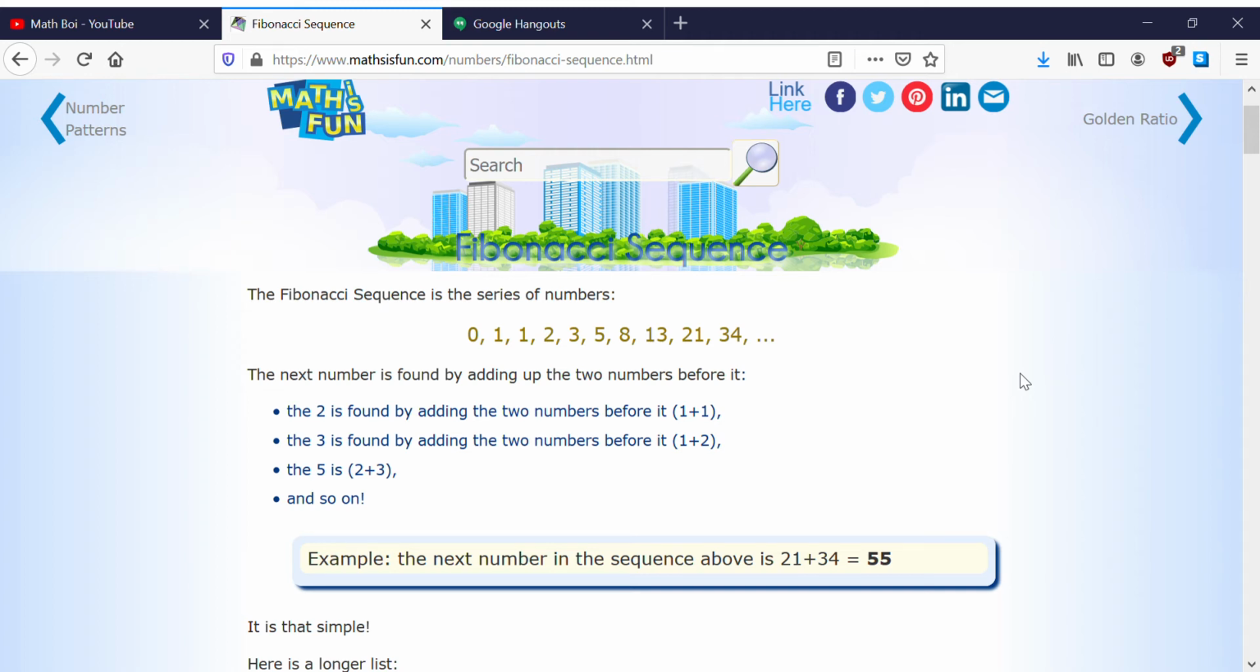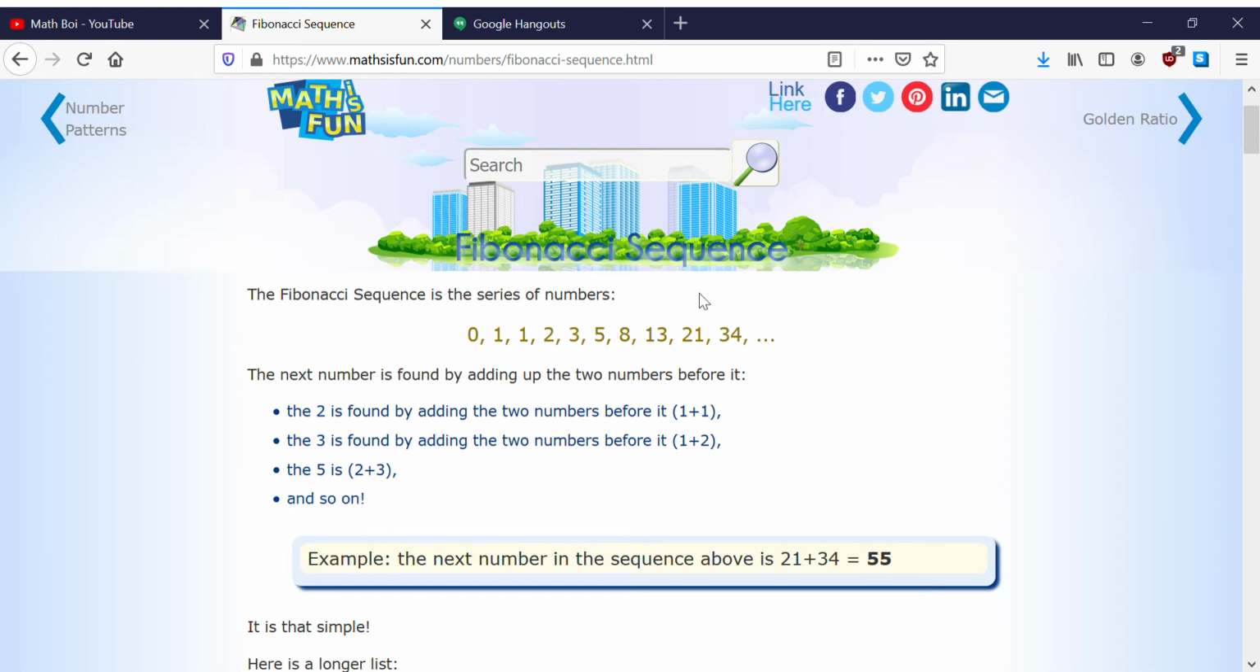1 plus 1 equals 2, 2 plus 1 equals 3, 3 plus 2 equals 5, 5 plus 3 equals 8, 8 plus 5 equals 13, 13 plus 8 equals 21, 21 plus 13 equals 34, and the next number would be 55, because 34 plus 21 is 55. The next number is found by adding up the two numbers before it.